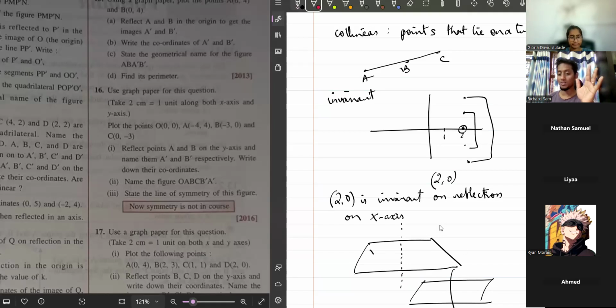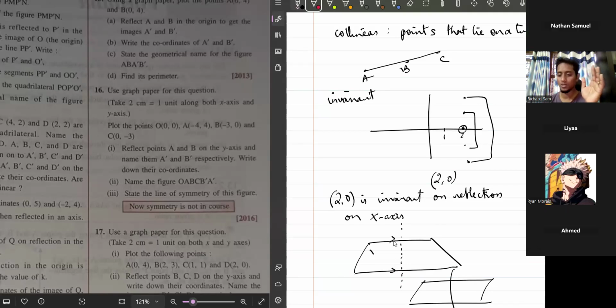But for an isosceles trapezium, what is an isosceles trapezium? These two sides are parallel and the other two sides are equal in length. Isosceles trapeziums have a line of symmetry because when you fold it, it fits correctly. What about a normal trapezium, like this? This is also a trapezium, two sides are parallel. But does it have a line of symmetry? No. So some shapes will have a line of symmetry. You have to draw that and name that line.